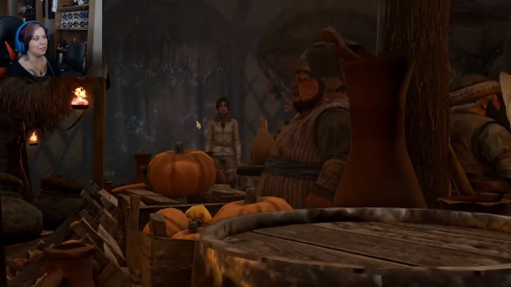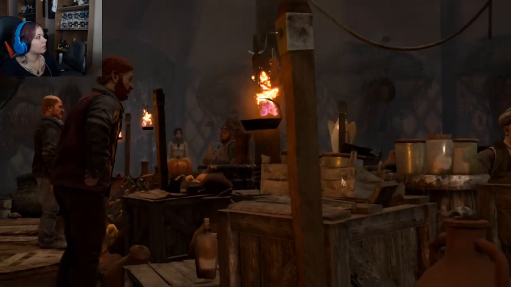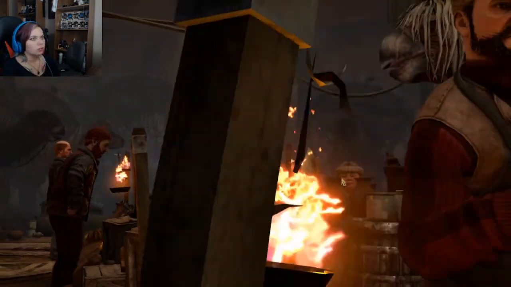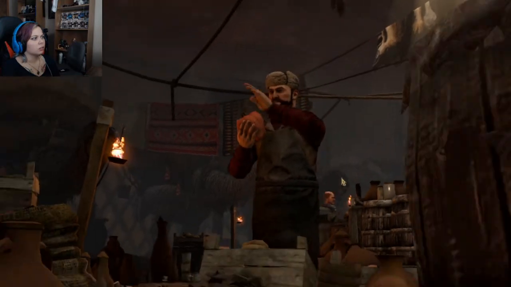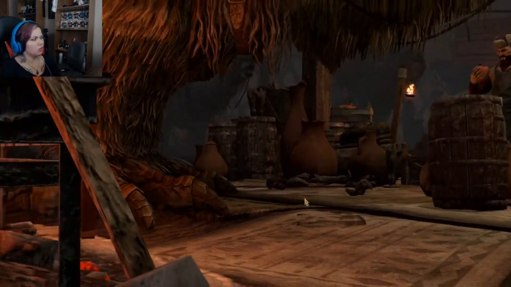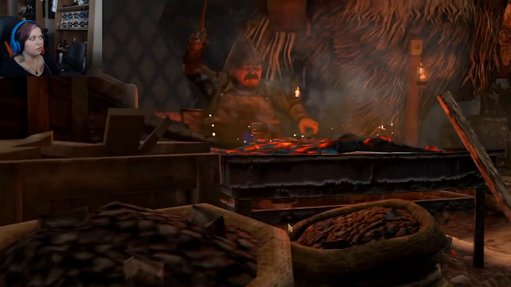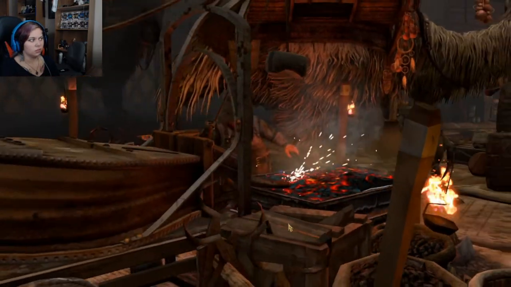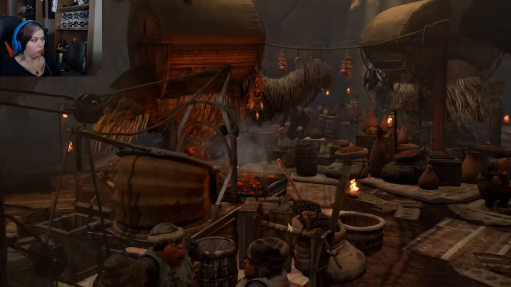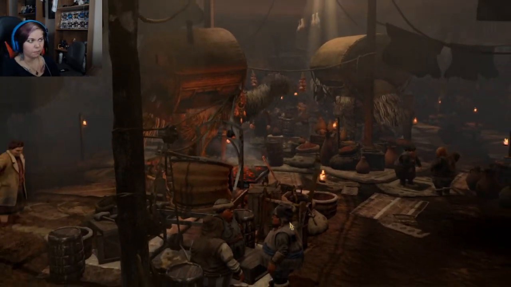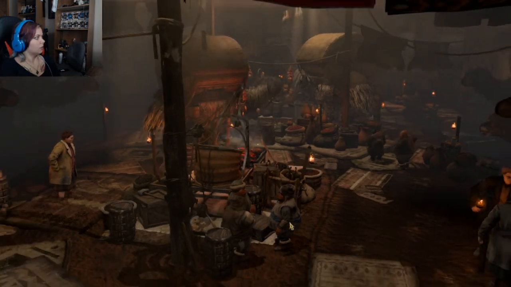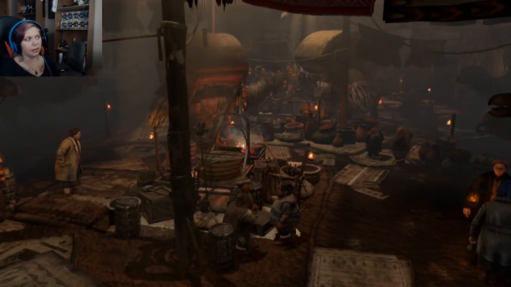Kate's little smile makes me really happy. Pumpkins! Wait, do they sell their stuff to, for lack of a better word, normal people? So they're not hated by everybody.